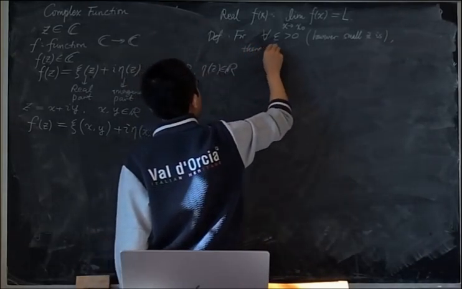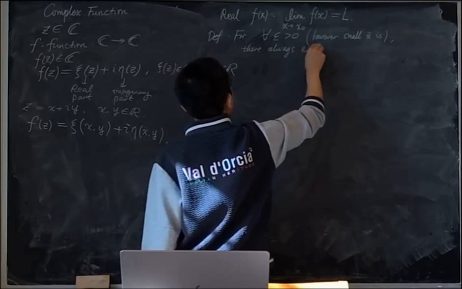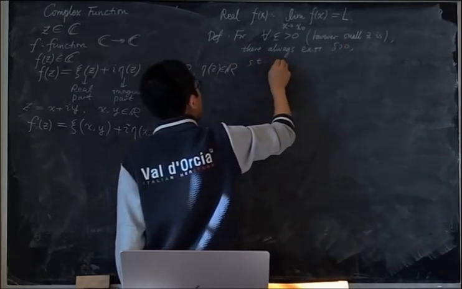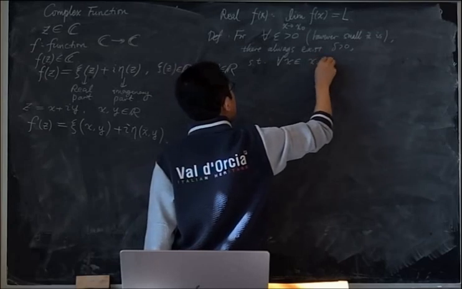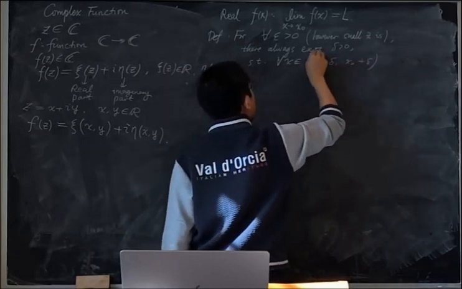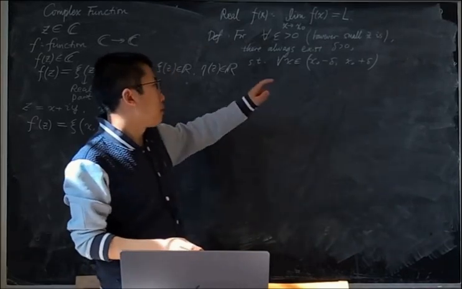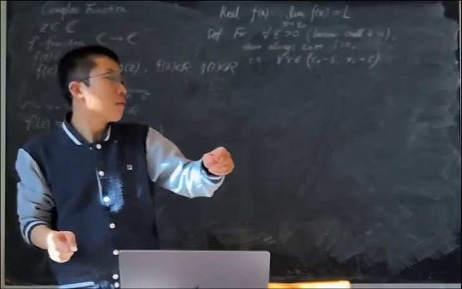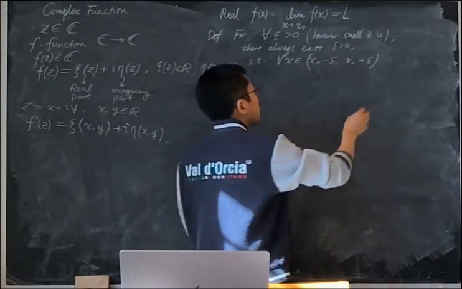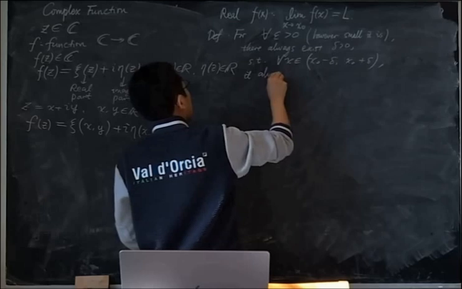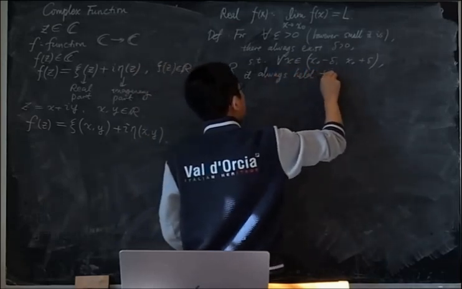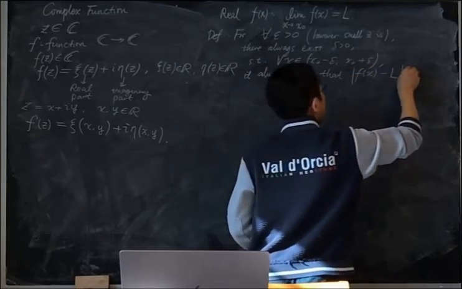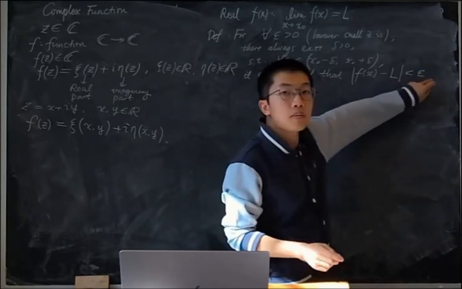there always exists another positive number, which we call delta, such that for any x that is sufficiently close to the target x naught, that is, when the difference between x and x naught is smaller than this delta, it always holds that the function value is sufficiently close to the target limit, and the difference is controlled by this epsilon.